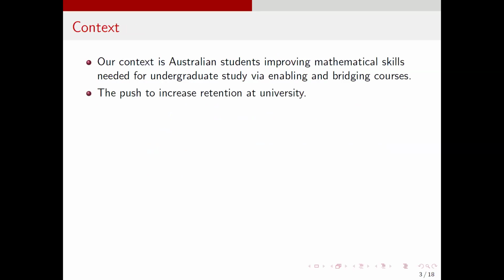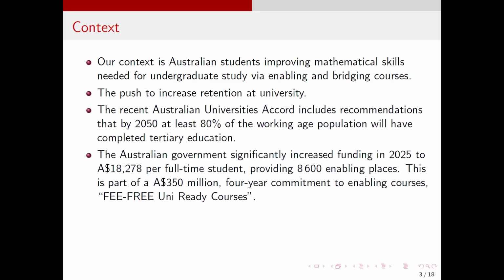Okay, so enabling and bridging courses. Well, firstly, I'd like to give the context. This is a talk about the Australian system. I don't know anything about systems in other countries. So our context is Australian students, or for the Australians, it's actually domestic students, improving mathematical skills needed for undergraduate study via enabling and bridging courses, which I'm going to define later. Now, part of the context is that at my university, and I think across Australia, we have a push for retention. That is, once we've got a student enrolled, we want to keep them till we kick them out the other end with a degree. We don't want them to drop out.